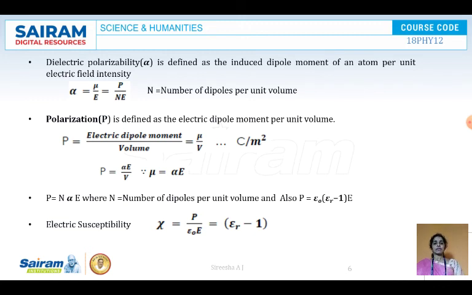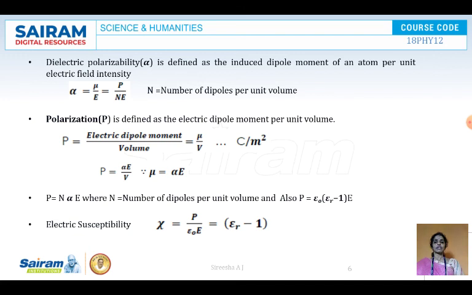Next is polarization P. This we already have discussed, but we'll see once again. Polarization P is defined as electric dipole moment per unit volume. That is, P is equal to mu by V. Mu is the electric dipole moment. The units are coulomb per meter square. Therefore, from the above equation, P is equal to alpha E by V. Just now we have seen alpha is equal to mu by E. Therefore, mu is equal to alpha E. Substituting that equation, you get P is equal to alpha E by V, and also P is equal to N alpha E, where N is the number of dipoles per unit volume.